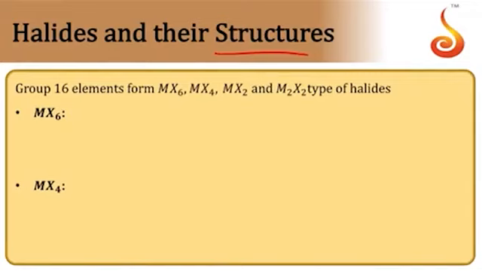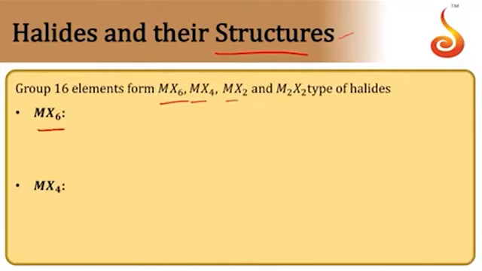So 16th group elements form four types of halides: MX6 hexahalides, MX4 tetrahalides, MX2 dihalides, and MX monohalides, but they exist as dimers, that is monohalides of M2X2 type. Coming to the structures of these molecules, to find out the hybridization we require the total number of bond pairs plus the total number of lone pairs. The total number of bond pairs and lone pairs will give us hybridization. Let us take for example MX6 now.